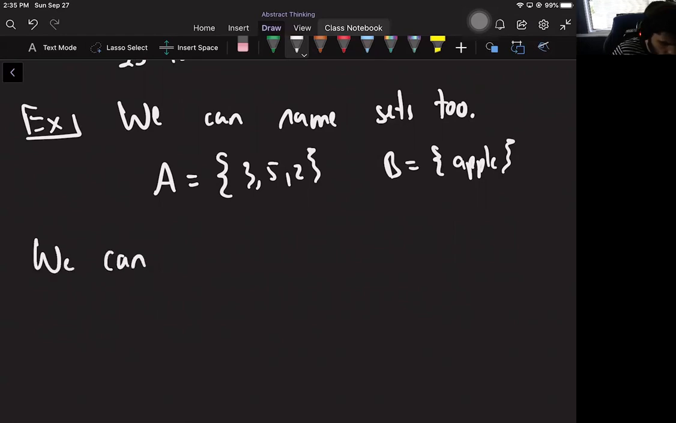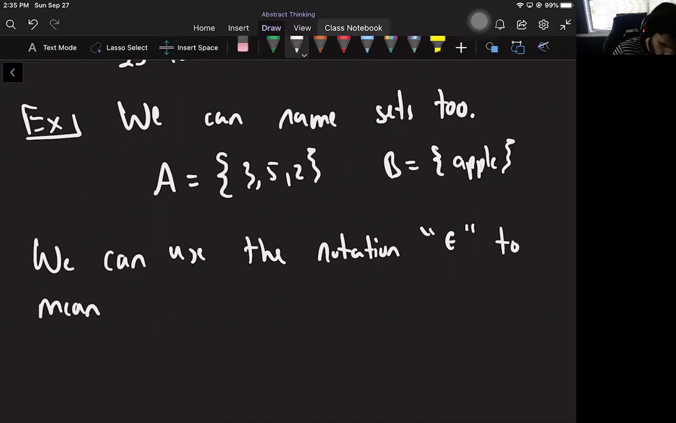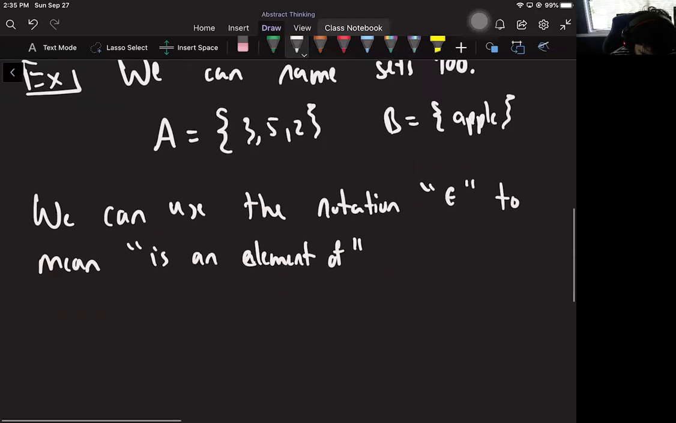Okay, so we can use the notation. It's an epsilon, I guess, I think it is. But it looks like that. And what it means is an element of. So then putting this fancy notation together with what sets are, we can say things like this.